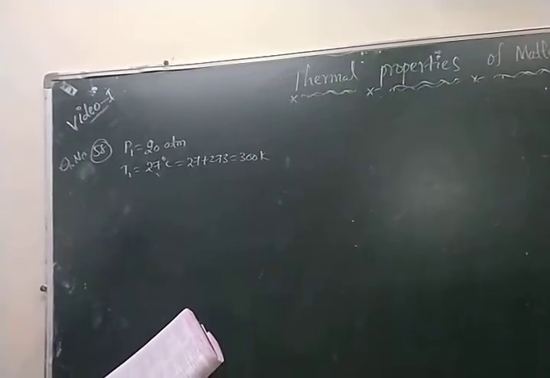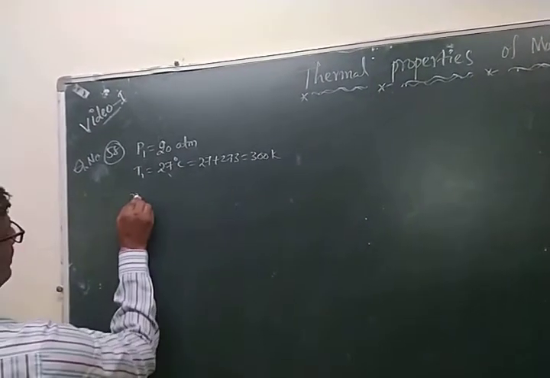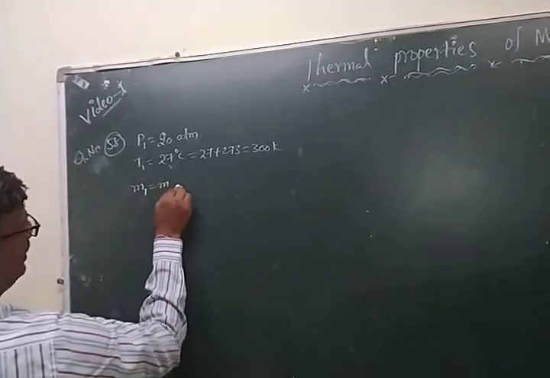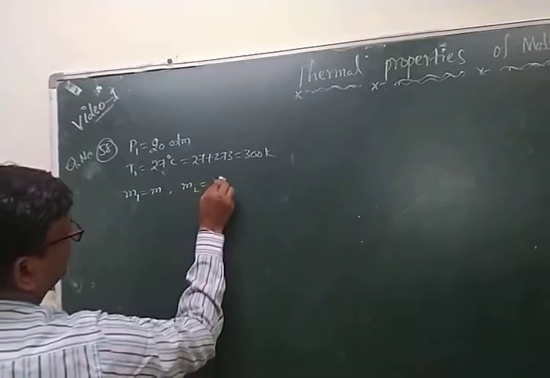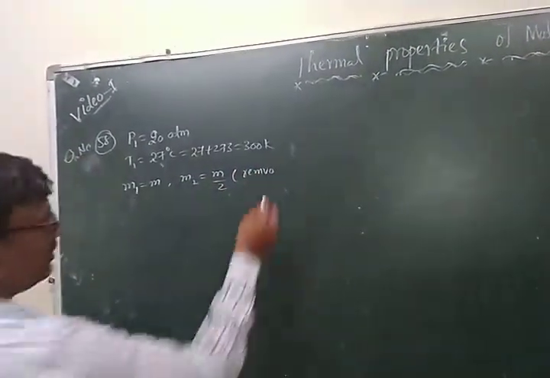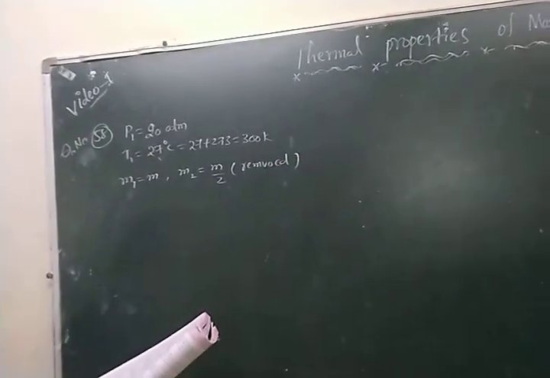And half of the mass of the gas is removed. Initially the mass M1 is equal to M. Then M2 is equal to how much? M by 2 is removed. Okay, now we can write here the removed mass.